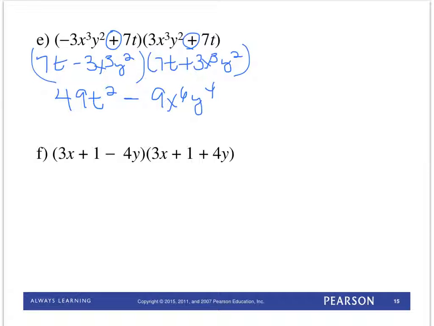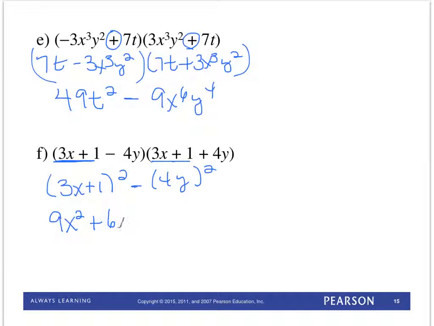Okay, on this one, you could do a couple things. What do you notice about this right here? Those are the same. So you could say 3x plus 1 squared minus the 4y squared. If it was me, I would just do it the long way. That just works for me, but that's up to you. So we get 9x squared plus 6x plus 1 minus 16y squared, and you're done.